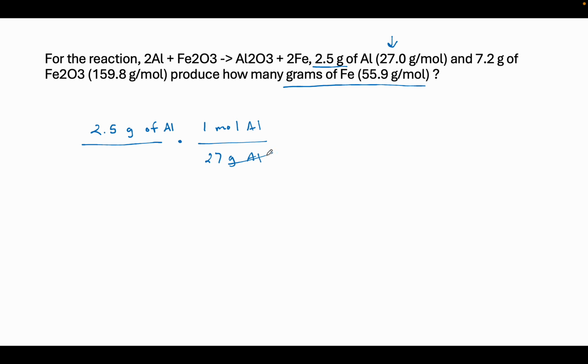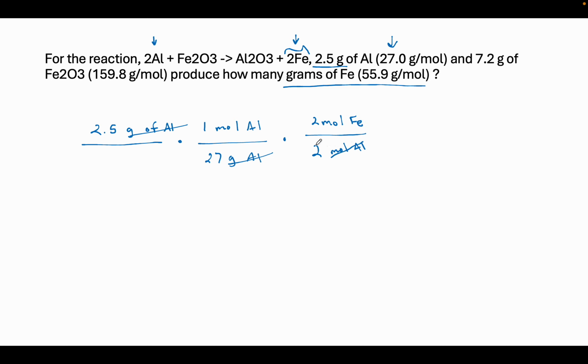Okay, so we can cancel out the grams of aluminum right there. Now we're at moles of aluminum. From moles of aluminum, we can go to moles of iron. So here we can see for every 2 moles of aluminum, we end up with 2 moles of iron. Really, that's just 2 over 2, which is 1.